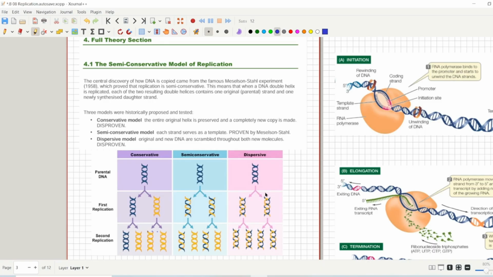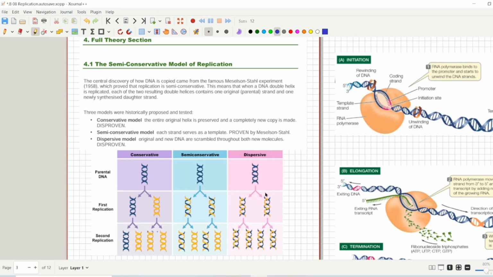So first of all, let's discuss what replication is. The process of self-synthesis of DNA molecules, or you can say making replicas of DNA molecules, is called DNA replication. This process actually happens during the S phase of the cell cycle, right? You will study S phase, G1 phase and G2 phase in your cell cycle chapter, but you have to know that this process happens during the S phase of the cell cycle.